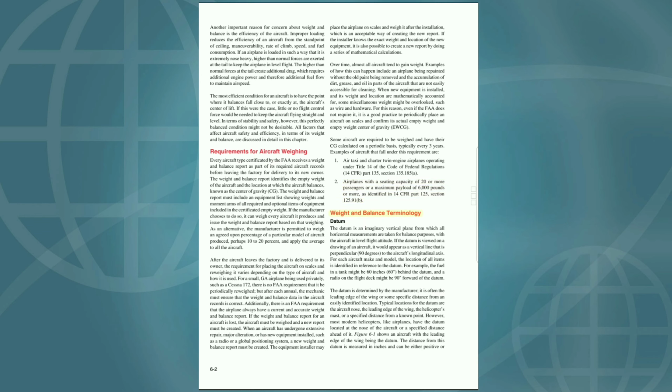Weight and balance terminology. Datum. The datum is an imaginary vertical plane from which all horizontal measurements are taken for balance purposes, with the aircraft in level flight attitude. If the datum is viewed on a drawing of an aircraft, it would appear as a vertical line that is perpendicular, 90 degrees, to the aircraft's longitudinal axis. For each aircraft make and model, the location of all items is identified in reference to the datum. For example, the fuel in a tank might be 60 inches behind the datum, and a radio on the flight deck might be 90 inches forward of the datum.